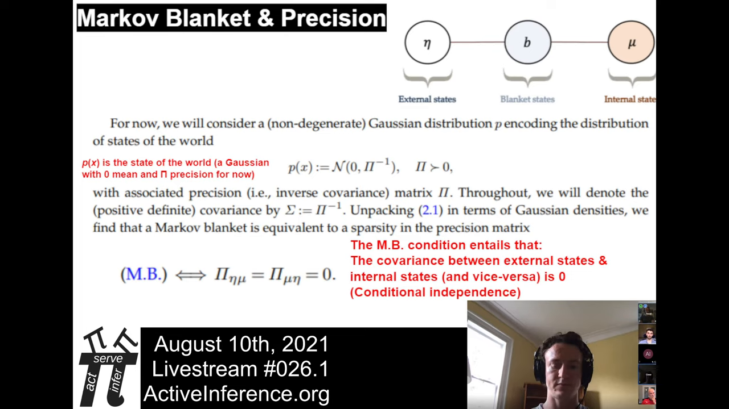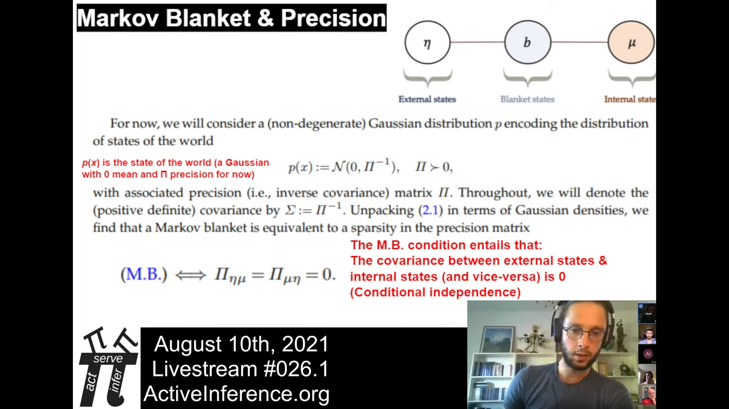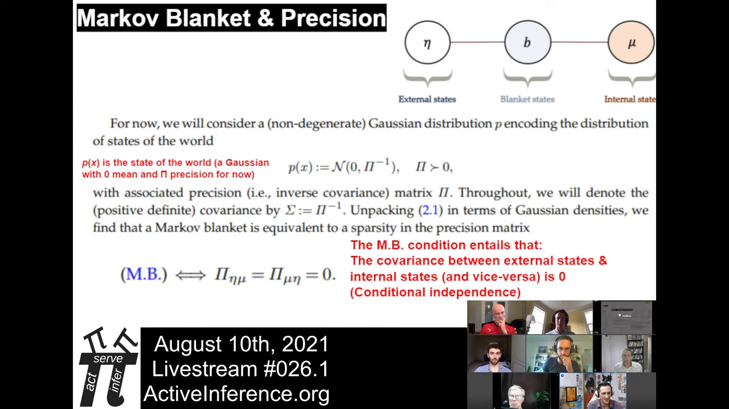Awesome points. So, Serval? Sorry. Does this not entail that if there is any causal interaction between internal and external states, then blanket states would mediate this causal interaction? Because if they did not, then you would have information that would go directly from external to internal or vice versa. So if that statement is correct, then there is some causal sense to blankets. Is it correct or not?